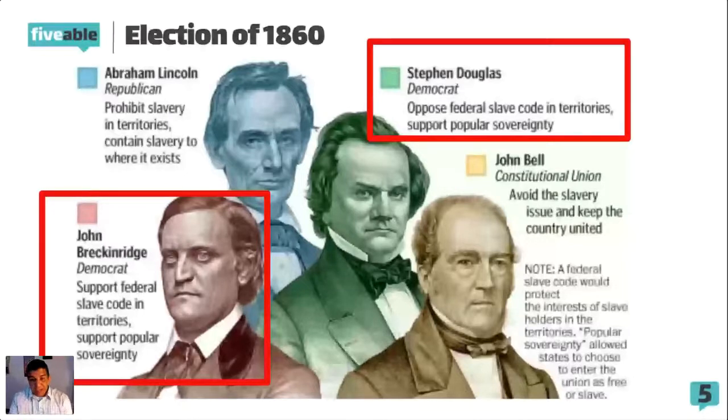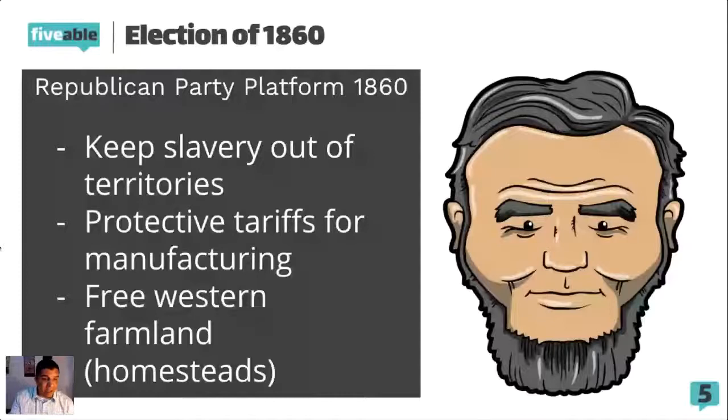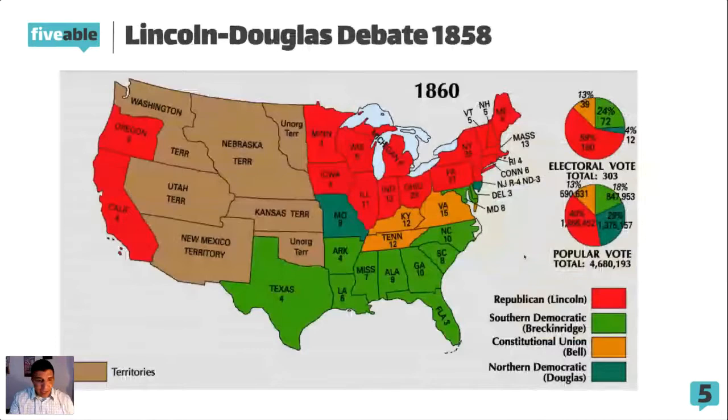Well, because of that, Abraham Lincoln runs on a platform. He has a simple platform, the Republican Party. What do they want? They want to keep slavery out of new territories. They want to protect the tariffs for manufacturing, which is for the North. And they want to give land away in the West, which is free farmland. And the election of 1860 looks something like this.